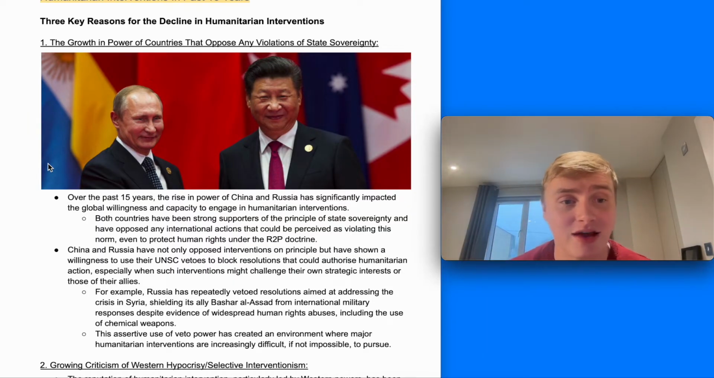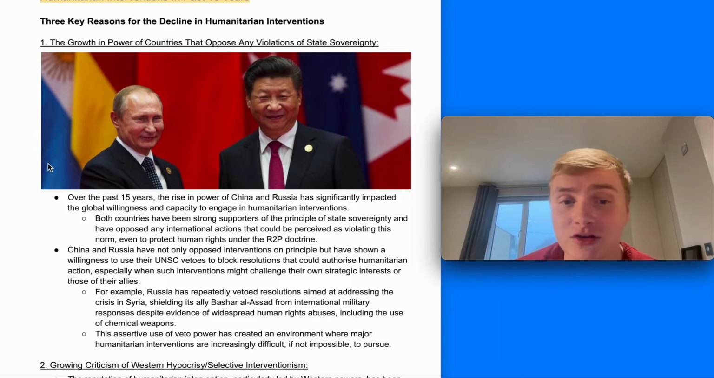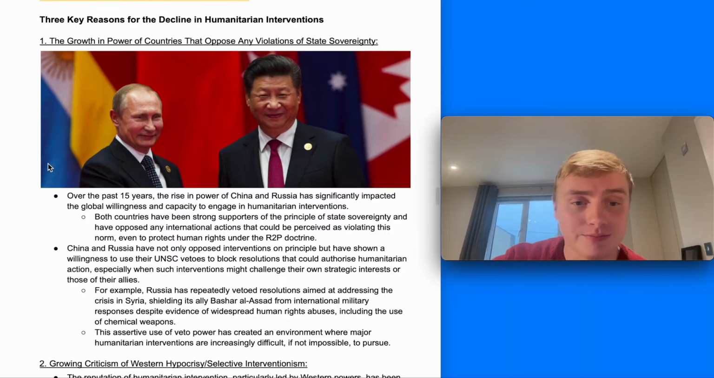to pursue humanitarian interventions. Both countries have been really strong supporters of the principle of state sovereignty and are really opposed to any international interventions that violate state sovereignty, even to protect human rights under the responsibility to protect doctrine. So they'd be opposed to that doctrine.